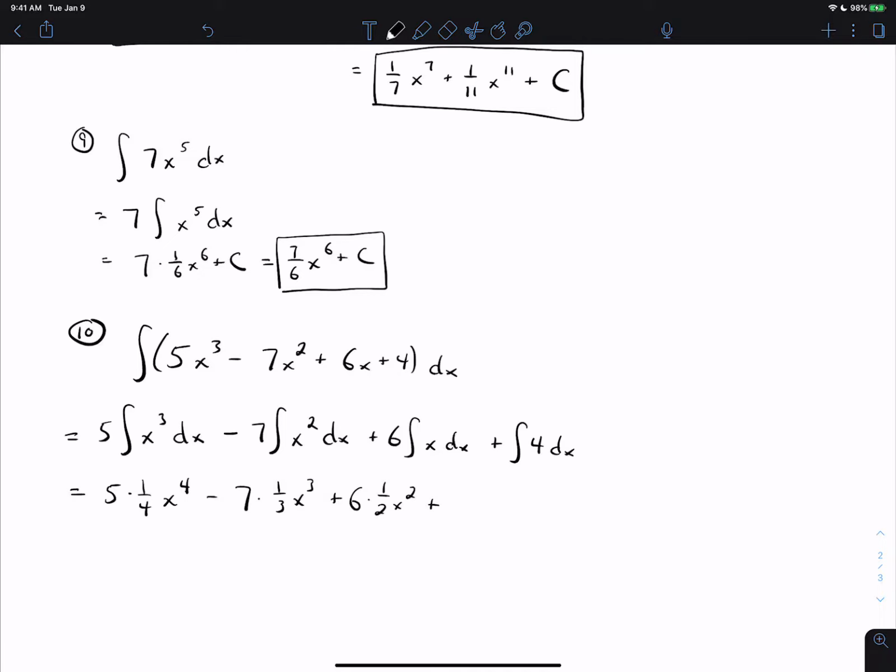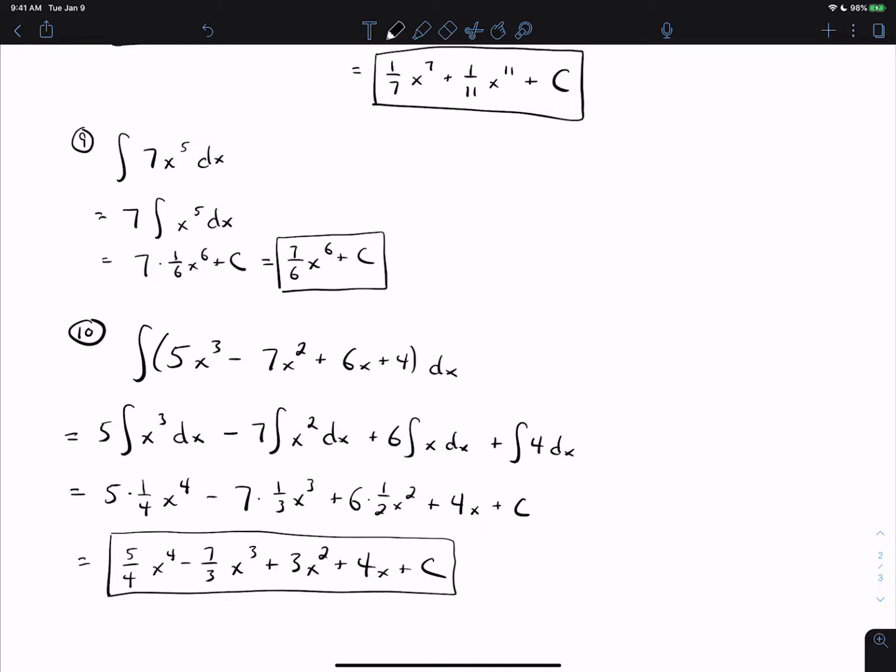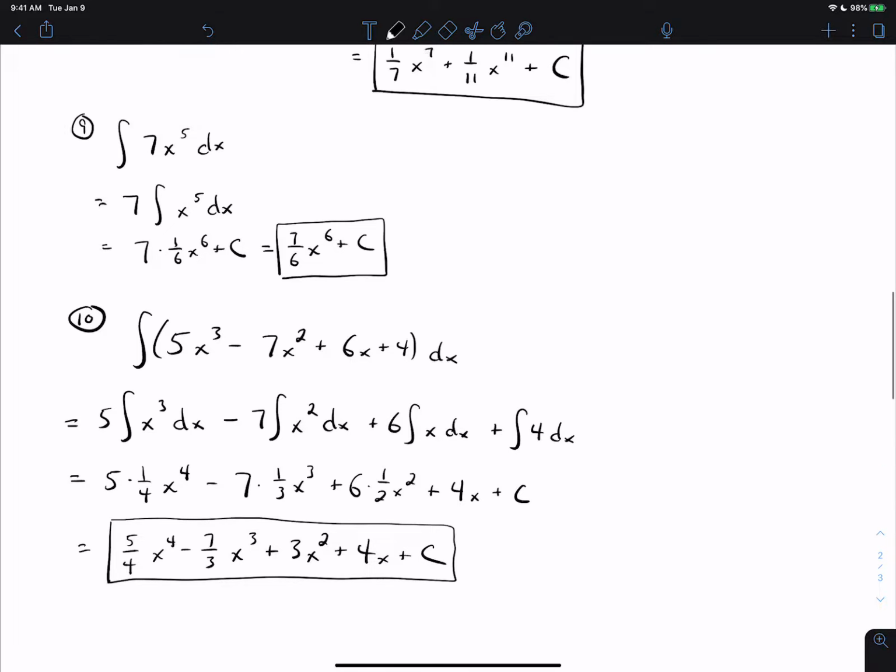And so those 3 follow the rule exactly. You'll probably remember from Calc 1 that the antiderivative of 4 dx would be 4x. And the reason that's true is because the derivative of 4x is 4. And so then we put plus c at the end, and now we simplify. We get 5/4 x to the 4th minus 7/3 x to the 3rd plus 3x squared plus 4x plus c. And that's what we would write as our answer on problem 10.